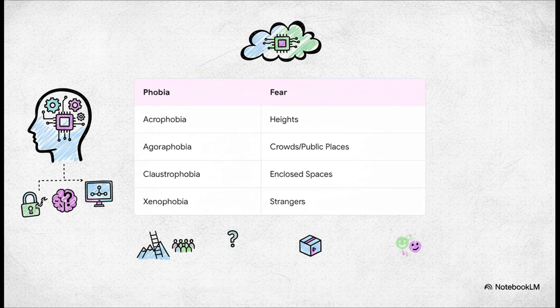A specific trigger, heights for acrophobia or crowds for agoraphobia, causes the system to run this intense and usually way over the top fear response. The real glitch is that faulty connection the brain has made between the trigger and the actual level of danger.